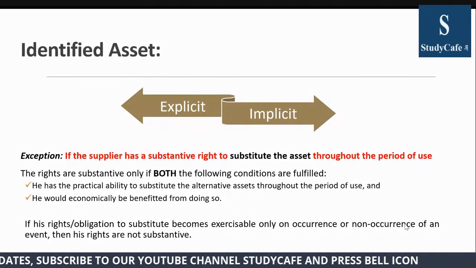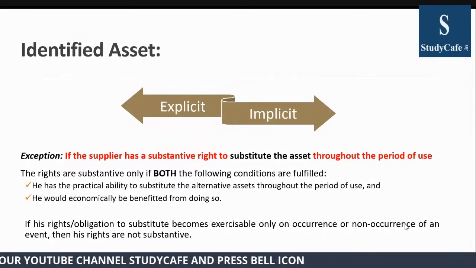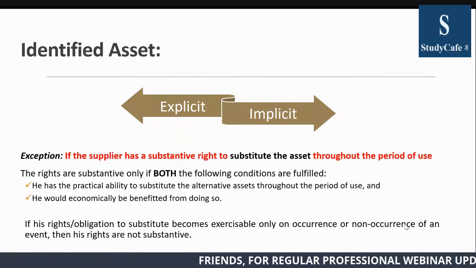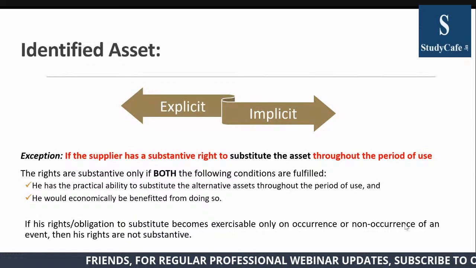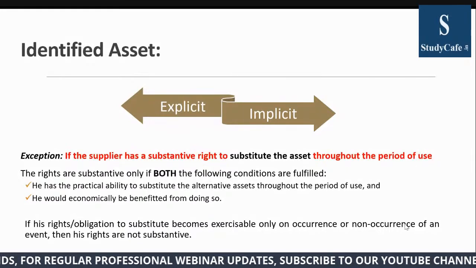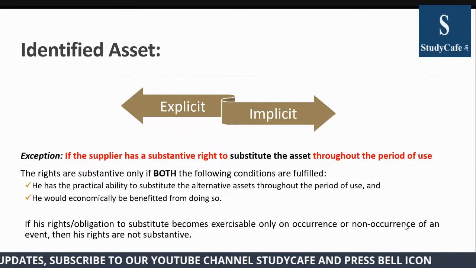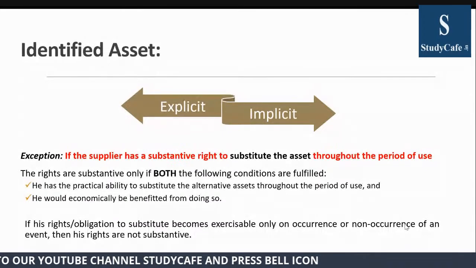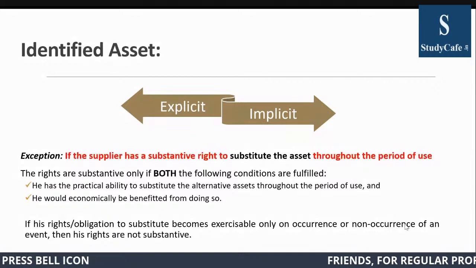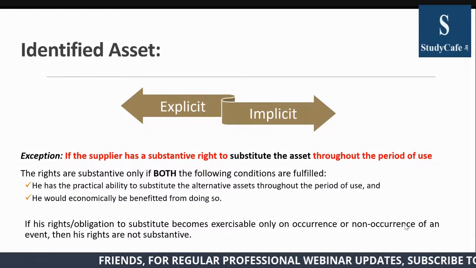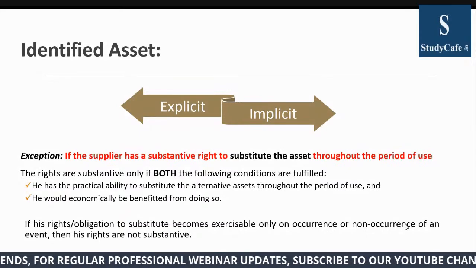Great. Yes. So we understand now that an asset may be explicitly specified in the contract with all the specifications mentioned in the contract itself, or it may be implicitly specified and it will be made available for use when the time comes. Right. So this was the story of the identified asset. But there is one exception. When the supplier has a substantive right to substitute that asset throughout the period of use, then we will say that no, this is not an identified asset. Now, when does it happen and how does it happen?